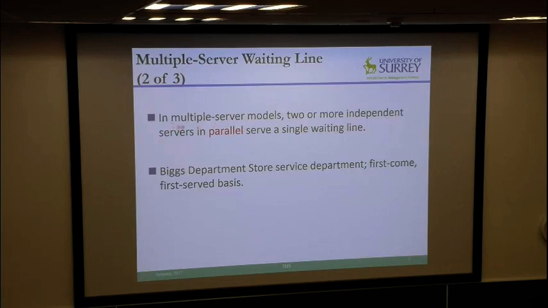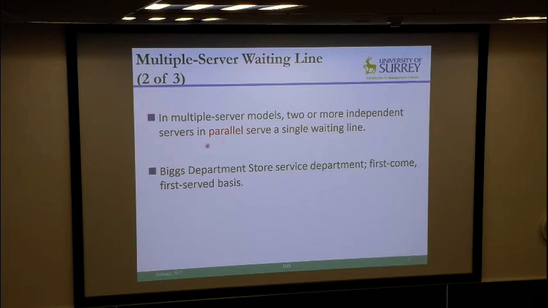This is what we call the multi-server model, two or more independent servers. In most cases we consider them independent. In practice maybe they are not, maybe they help each other with one customer, which is a dependent relationship. We don't consider that. We consider all the employees roughly independent of each other, which is more or less the practical case in our daily life.